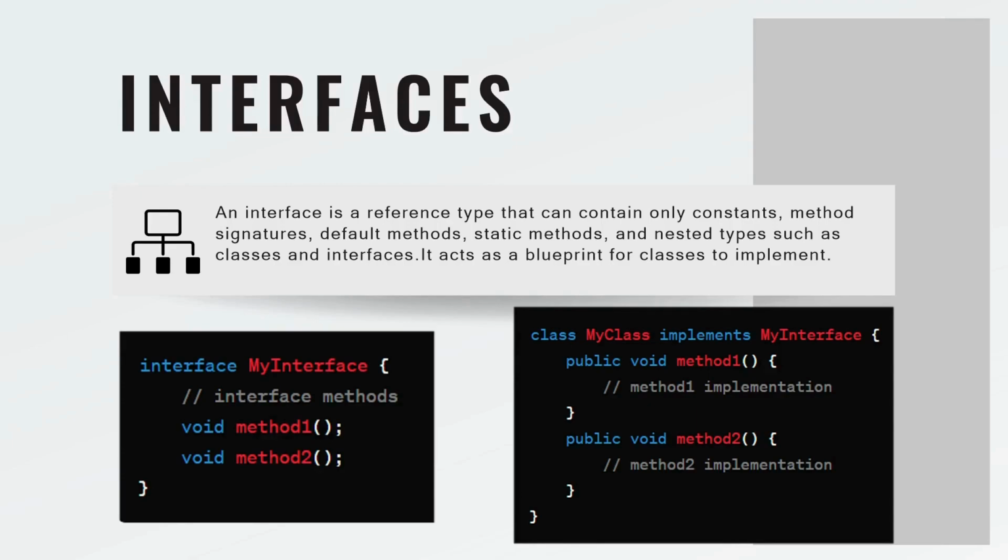Any class that claims to follow this rulebook, that is, implements the interface, must provide implementation for all the methods mentioned in the rulebook. The basic syntax of creating an interface is that it starts with an interface keyword, followed by the interface name. Inside the curly braces, you list all the tasks that need to be done. For implementing an interface in a class, we use the implements keyword, followed by the interface name.